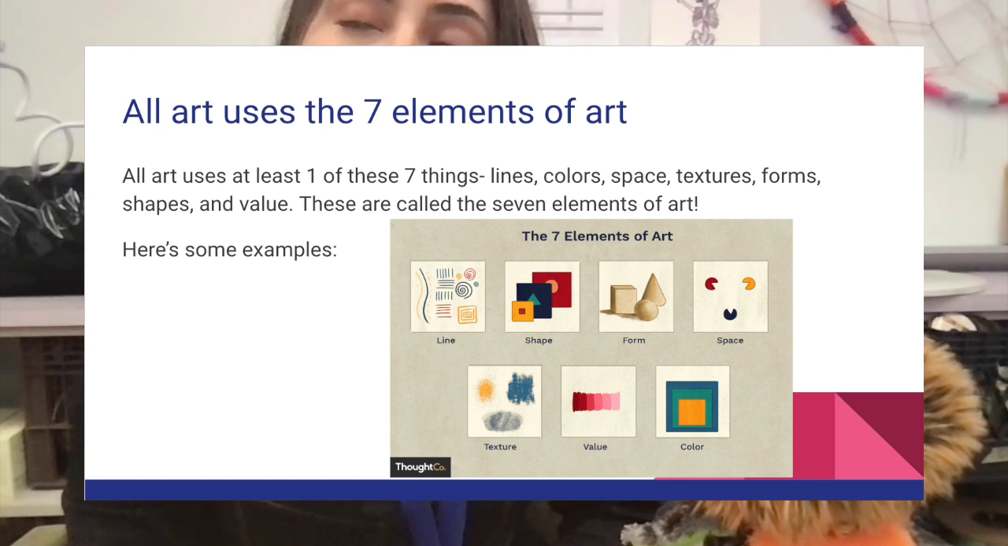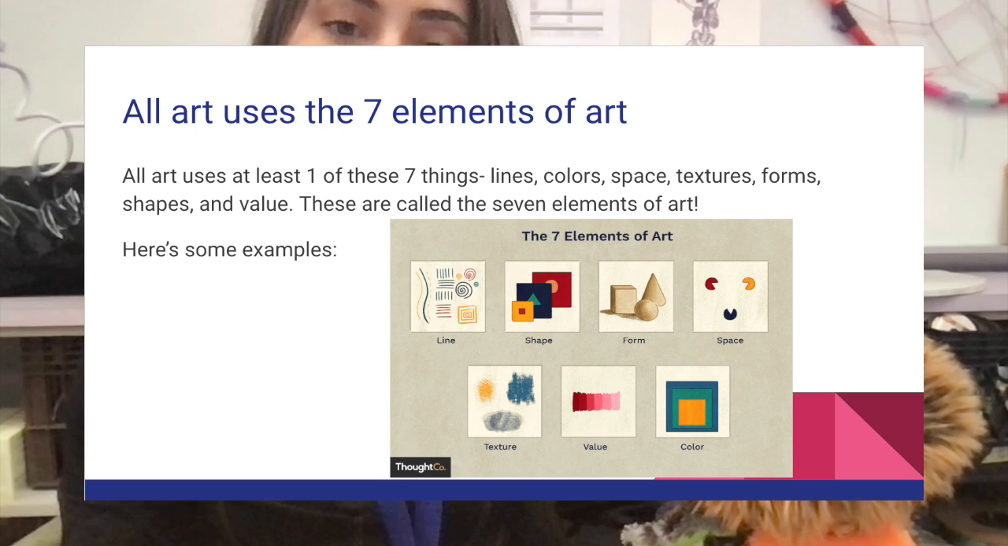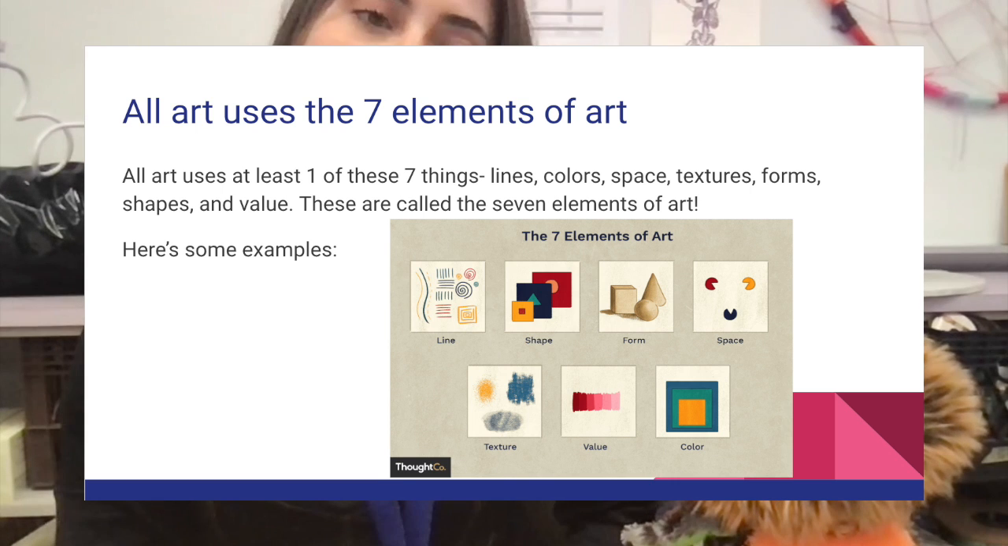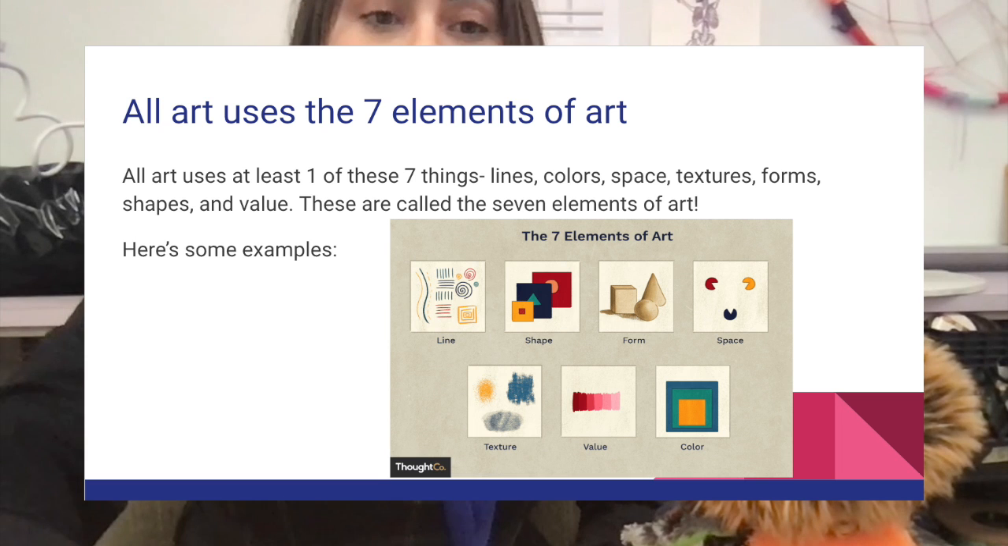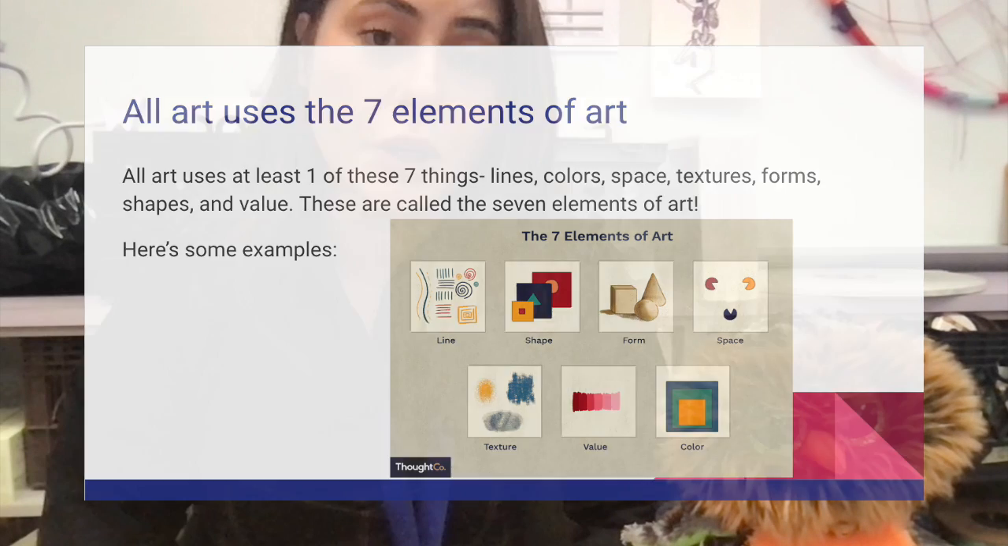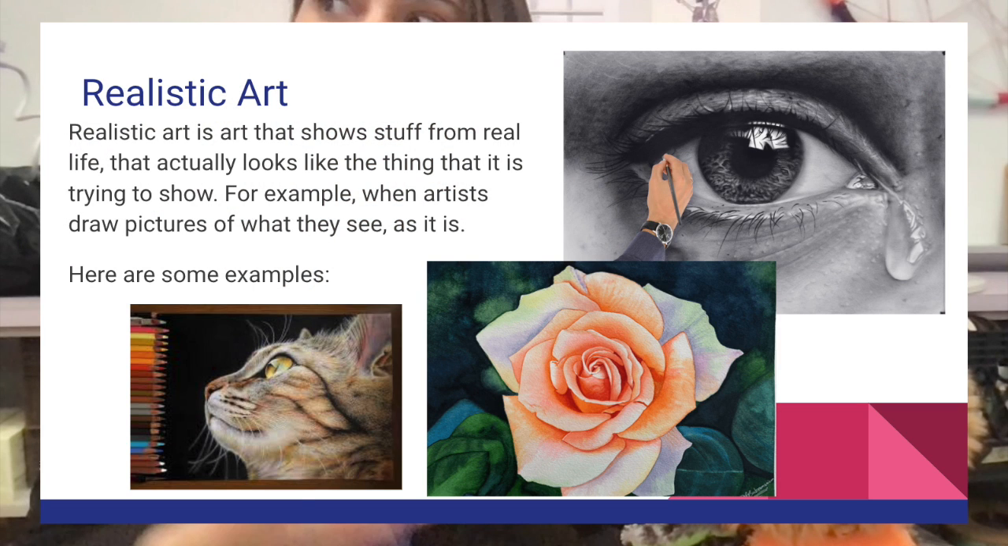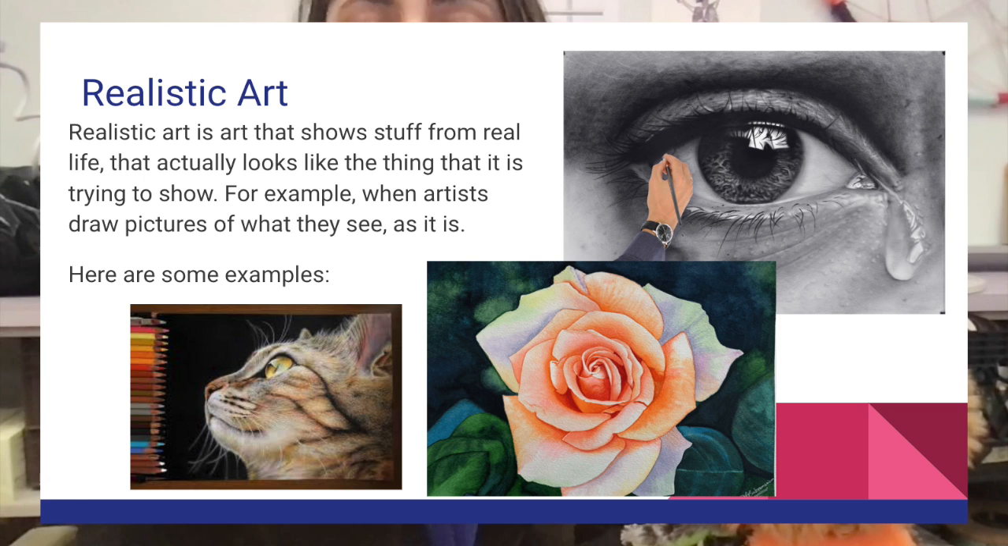So all art uses at least one of those 7 elements of art. Usually we use a little bit more than that, but they all use at least one of those. Realistic art is art that shows stuff from real life. Realistic, real life. And it actually looks like the thing that it is trying to show. So for example, when artists draw pictures of what they see as it is. So if you were to draw a picture of your puppy or your kitty at home, you would try your best to make it actually look like your puppy or kitty.